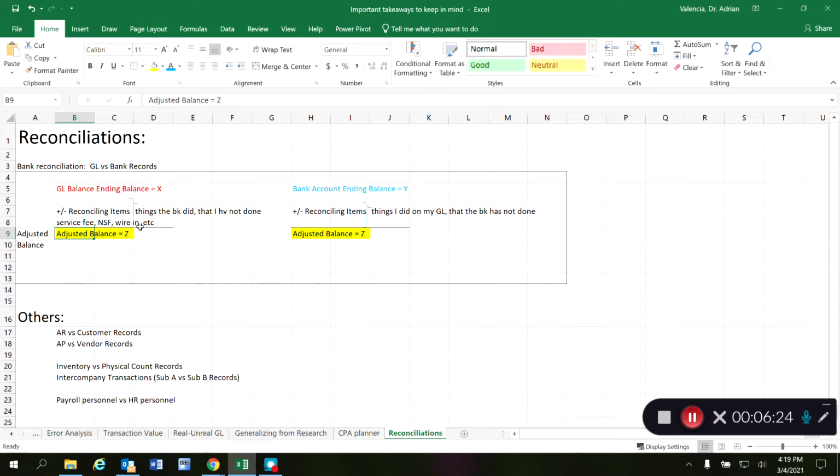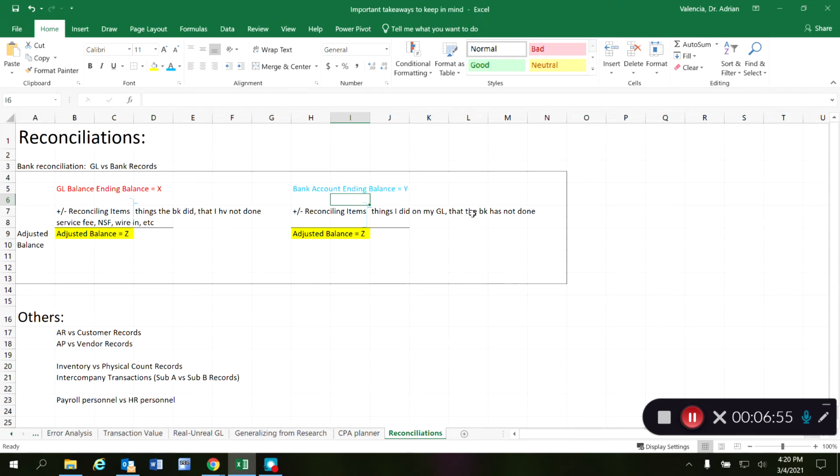So the key, and I think it should be key for you, is try not to get into the habit of memorizing what are the things in there. You should know the basic ones, of course, but there's no need to memorize what are the things that are considered reconciling items. The reason you don't need to memorize it is because this could be anything. It could be anything the bank does that you have not done. It's that simple.